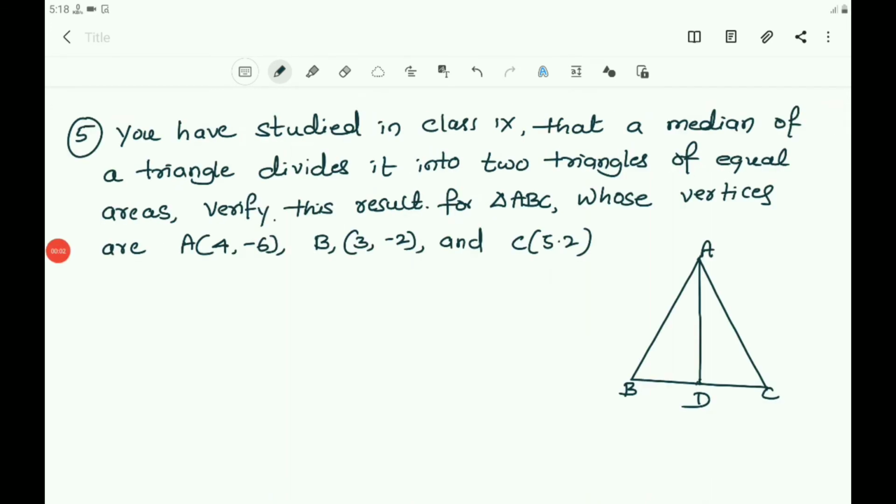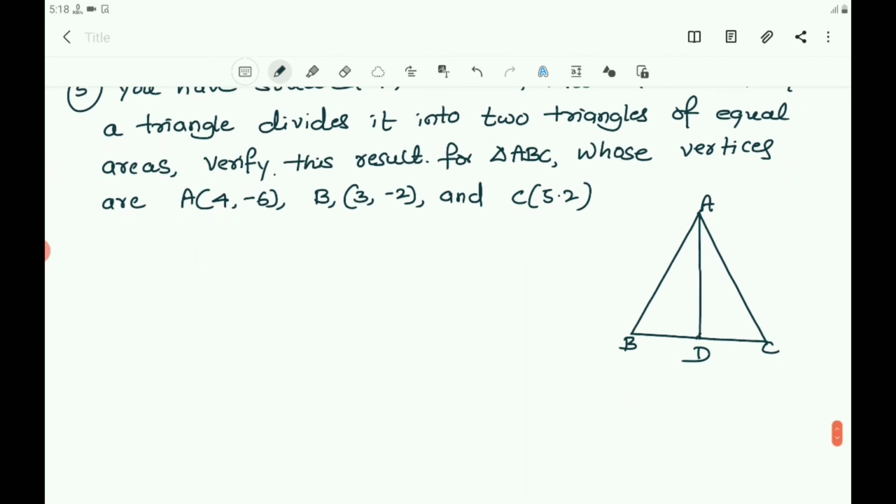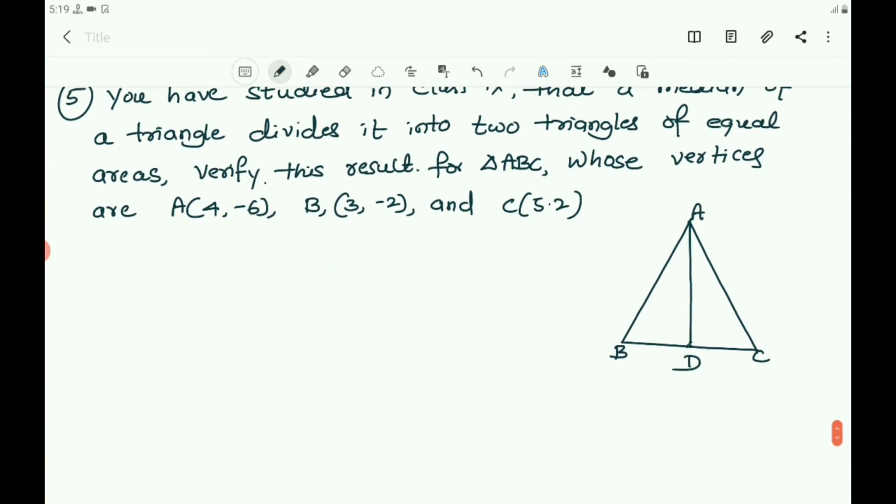Now the question number 5. We have studied in class 9 that a median of a triangle divides it into two triangles of equal areas. Verify this result for triangle ABC whose vertices are A (4, -6), B (3, -2) and C (5, 2). Now you consider a triangle ABC. Let D be the midpoint of BC and we have to prove that AD divides the triangle ABC into two triangles of equal areas. Now here we have to show that area of triangle ADB is equal to area of triangle ADC.